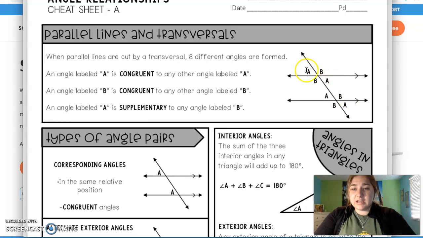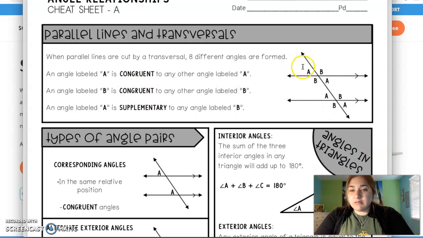Now when we look at this, angle A and A, and angle A and A, all the A's are congruent, which means that they are equal. They have the same angle amount. So let's say this A is 60 degrees. That means this A is going to be 60 degrees, this A is going to be 60 degrees, and this A is going to be 60 degrees. Now, the same thing happens with B. This B, this B, this B, and this B are, let's say they're all 120. All the angles labeled B are going to be 120 degrees.